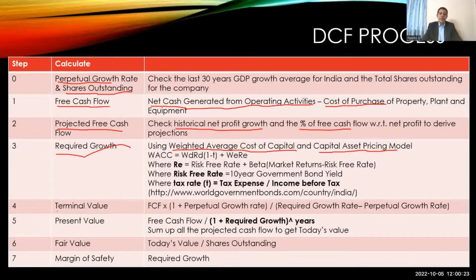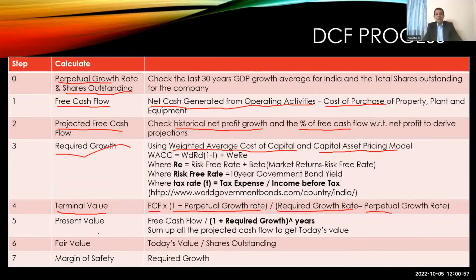Then we have to determine our terminal value. We have seen the final value in the formula, which is the terminal value which we need to determine. To determine that, we take the last projected free cash flow and multiply it with 1 plus the perpetual growth rate of the company, which is 5.2. Then we take the required growth rate of the company, which is derived from step 3. Here we use the cost of capital itself and subtract the perpetual growth rate from it. This will give us the terminal value of the company.